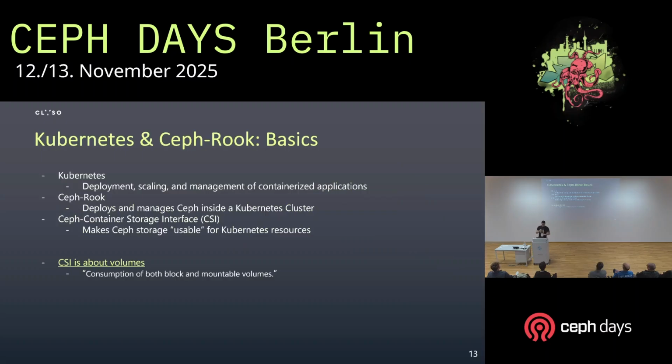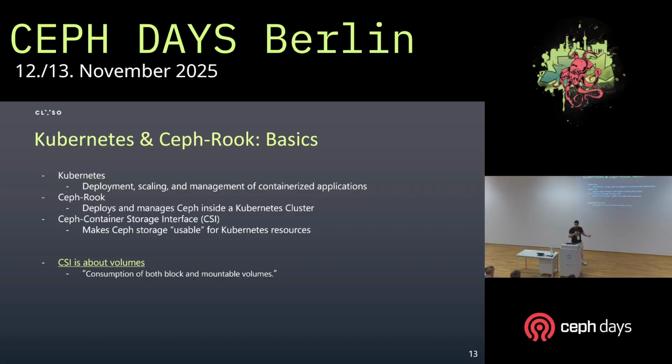Just for a quick recap, to start from the bottom: Kubernetes is a way you can deploy, scale, and manage containerized applications. Then there's Ceph Rook. Rook essentially answers the question of how can I deploy and scale a Ceph cluster inside a Kubernetes cluster. And lastly, the Ceph container storage interface: how do I actually make Ceph storage usable for Kubernetes resources?